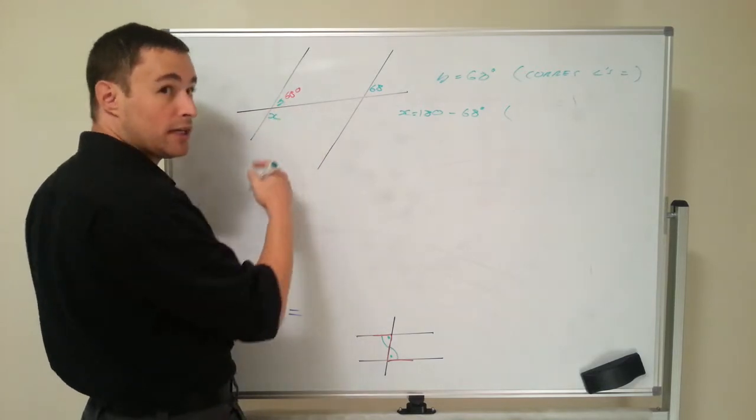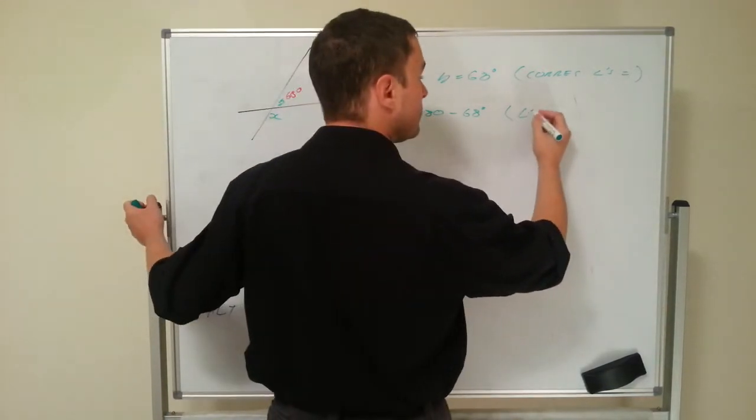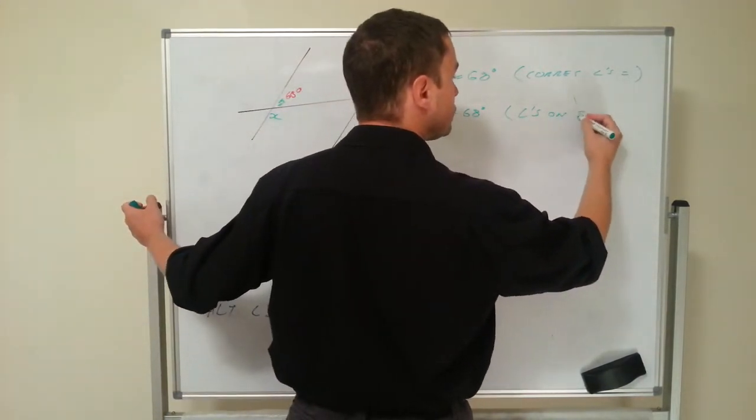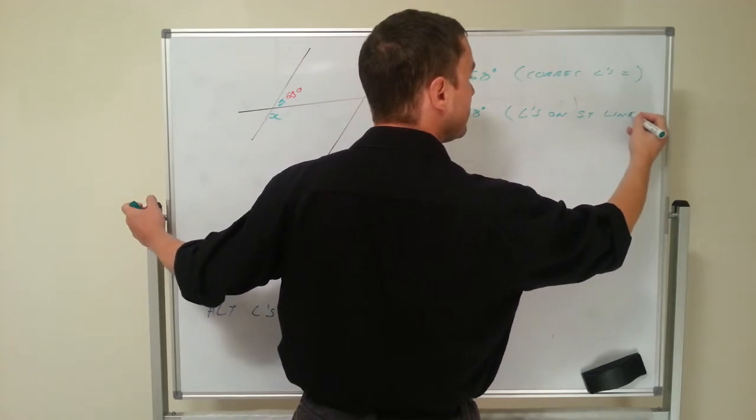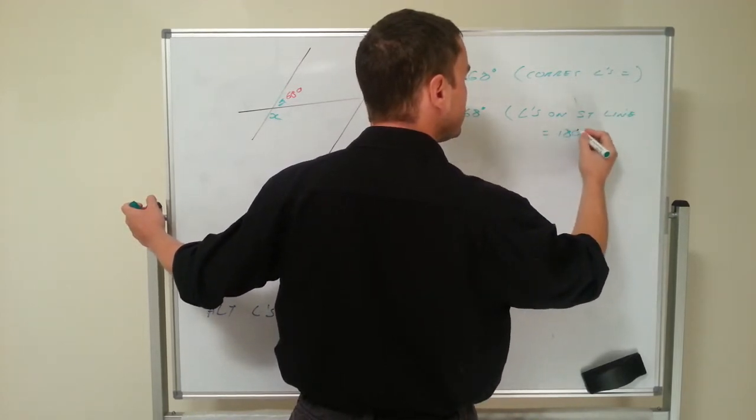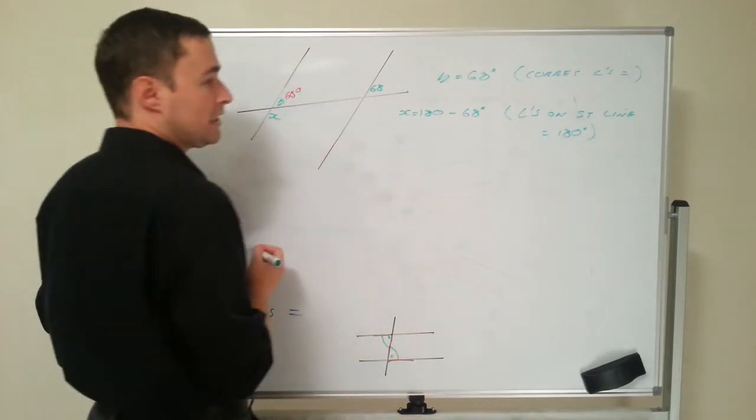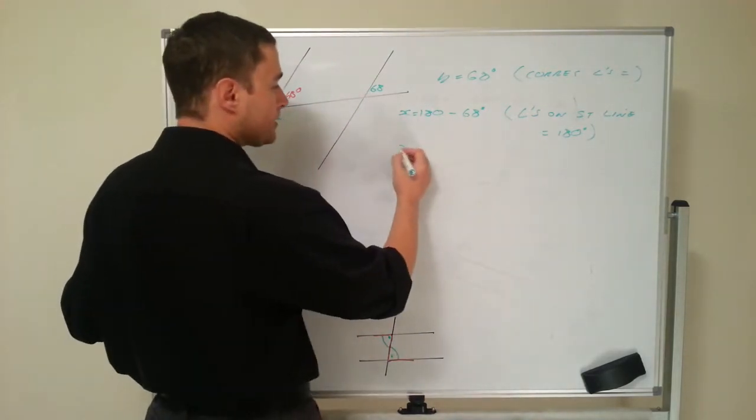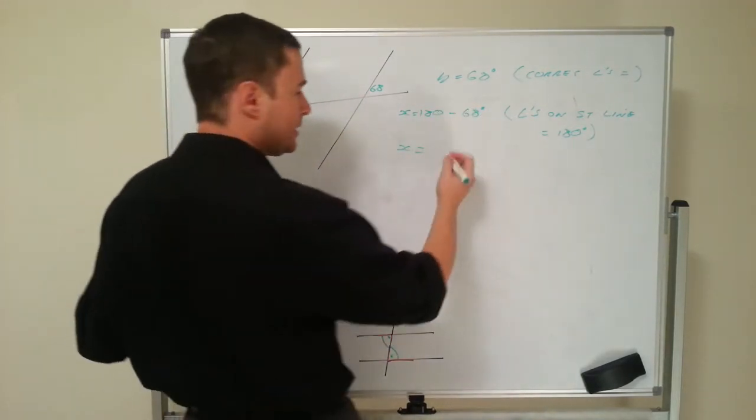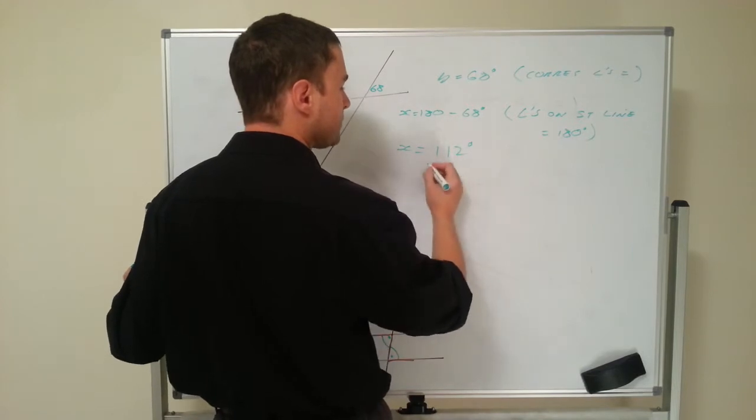is angles on a straight line. Angles on a straight line equal 180 degrees. So x equals 180 minus 68, which is 112 degrees.